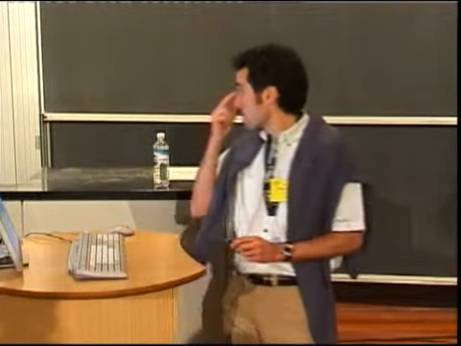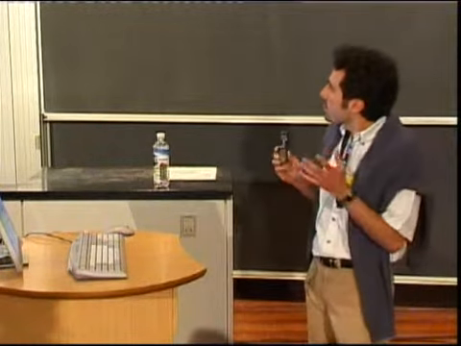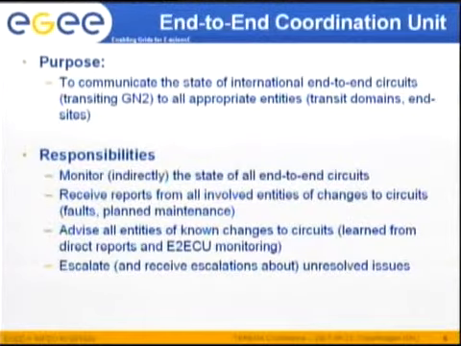So first, I will try to describe the end-to-end coordination unit in more detail. The basic purpose is to communicate: to gather all the operational information on the status of the end-to-end links, the operational status, I mean on-off status only, and forward this information to the appropriate entities, so the domains that are involved and the sites through the project node.